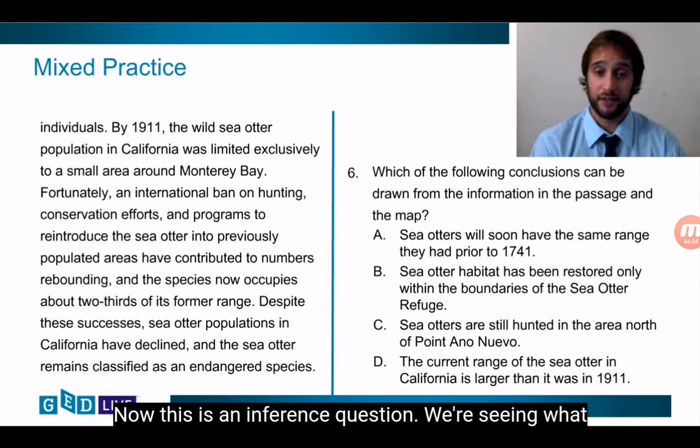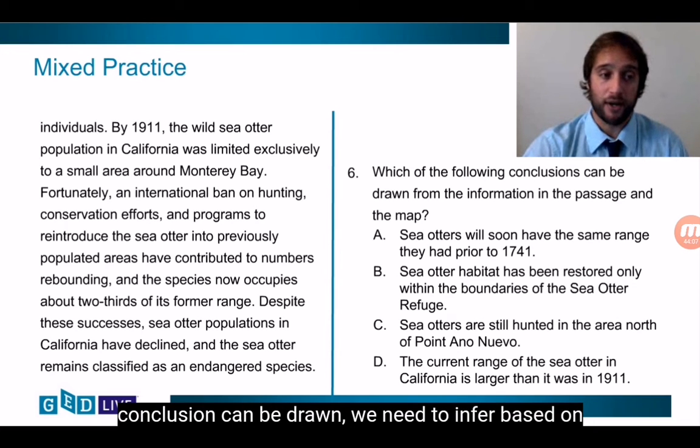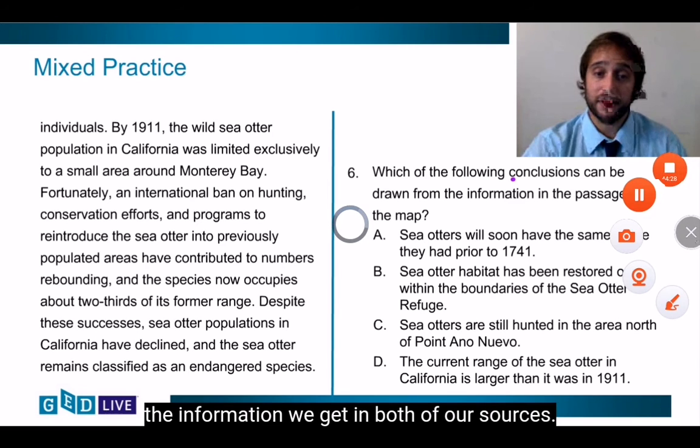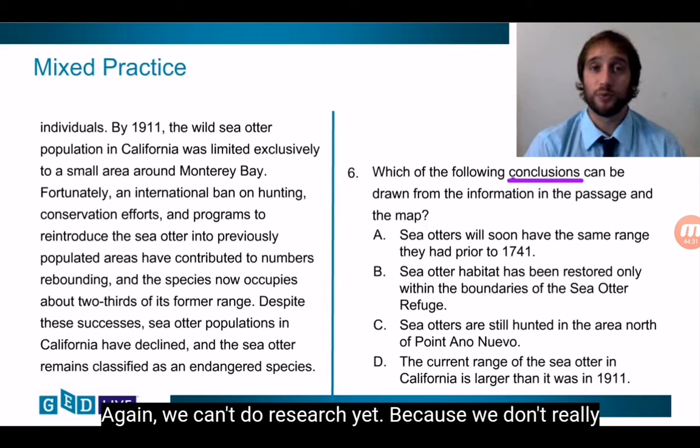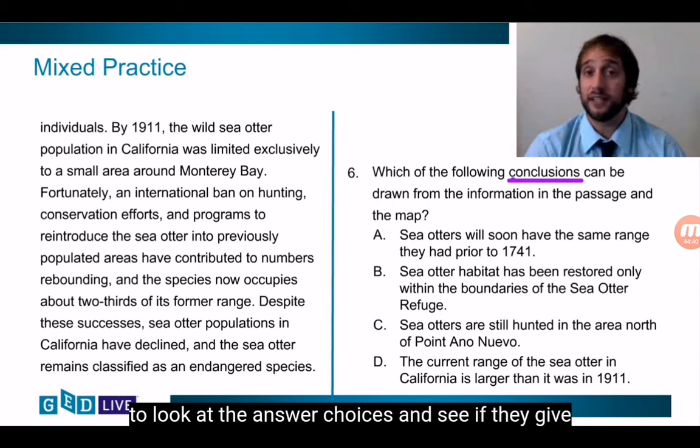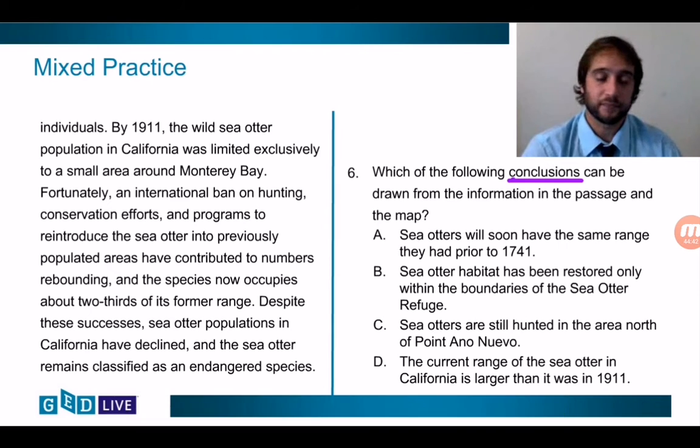Now, this is an inference question. We're seeing what conclusion can be drawn. We need to infer based on the of our sources. Again, we can't do research yet because we don't really get any clues in the question stem, which means we need to look at the answer choices and see if they give us a clue as to where we should do our research.